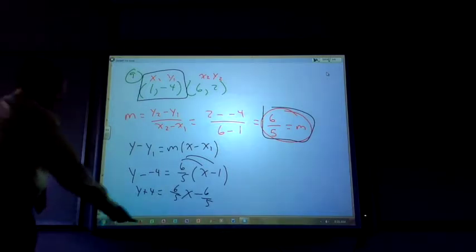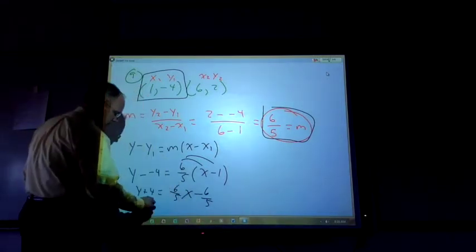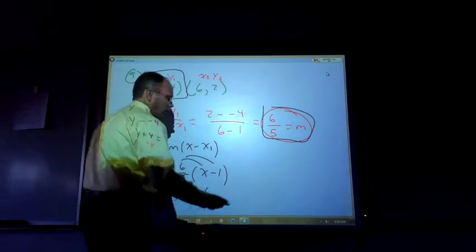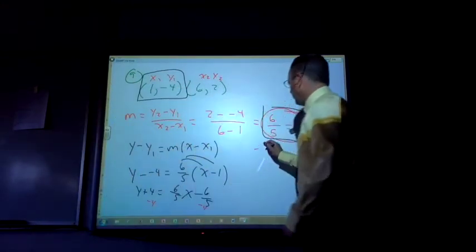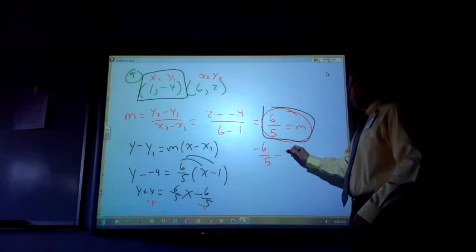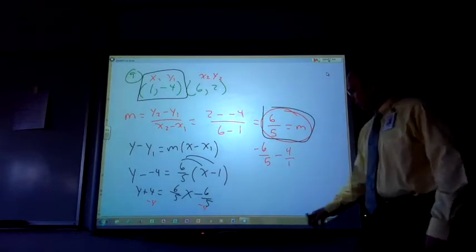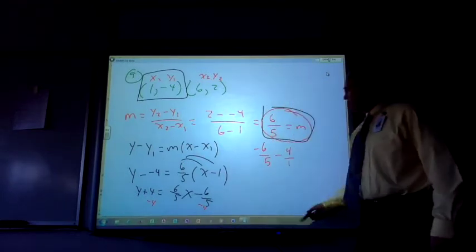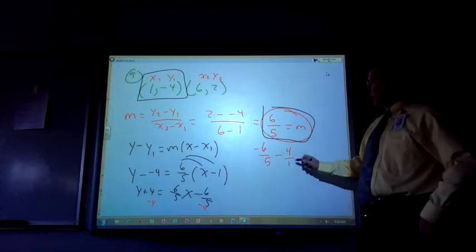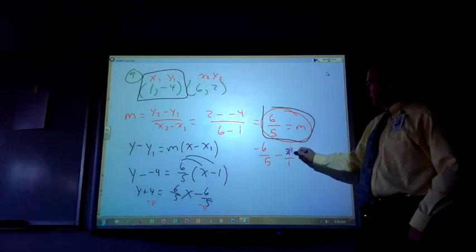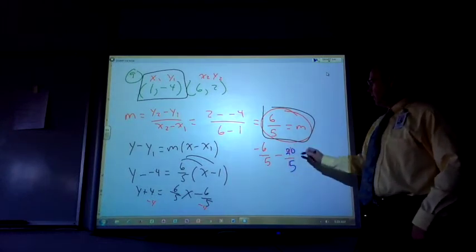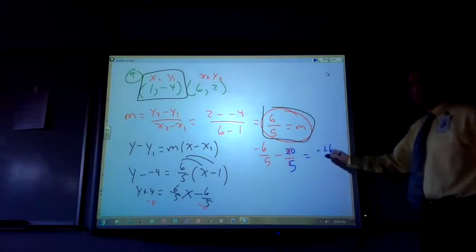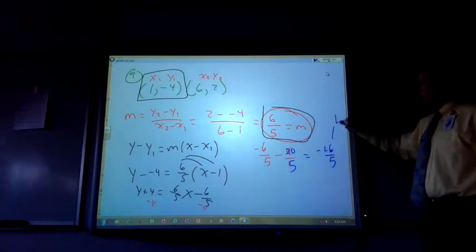Subtract 4 from both sides. Okay? I'm going to subtract 4. I'm going to subtract 4. So let's do the arithmetic. I get negative 6 over 5 minus 4. It's the same thing as 4 over 1. Stay with me. Adding fractions. You can do it my fancy way, or you can do it the other way. You can realize that's the same thing as 20 over 5. So that's going to give me negative 26 over 5. That's my b value now.